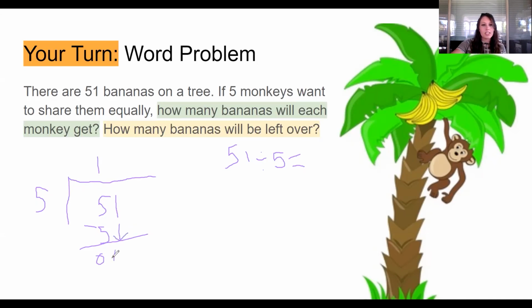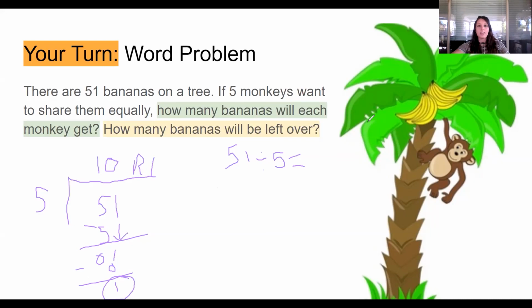Now, how many times does 5 go into 1? It can't, right? 5's way bigger than 1, so we can't put that in. So we're going to put a 0 here. Now what's 0 times 5? 0. So we're going to put minus 0 equals, well, it's still 1. Now there's nothing else to bring down though. So we're going to say that 1 here is our remainder. So our final answer is 10, remainder 1.